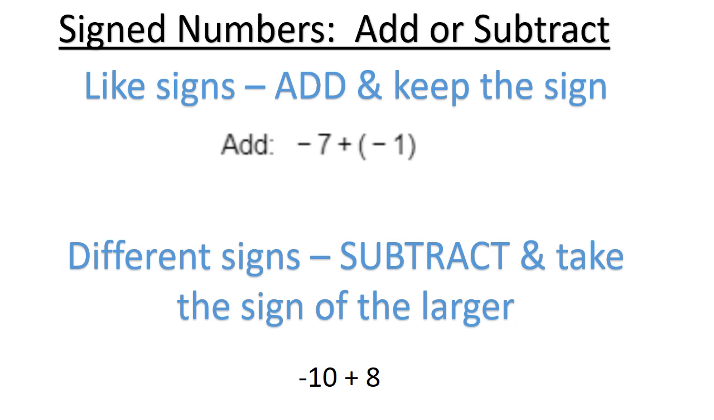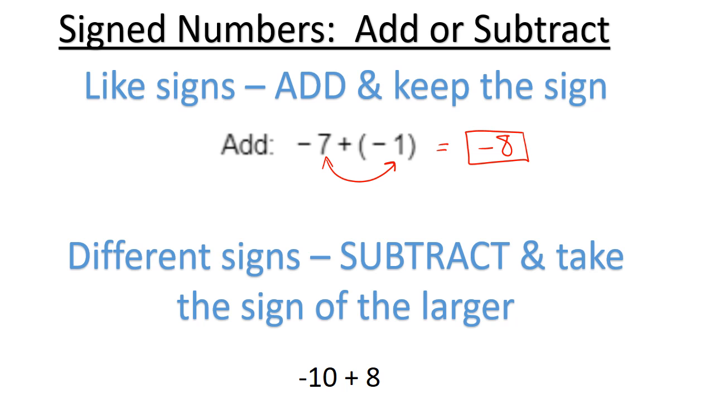First off, we want to review the rules for signed numbers. Signed numbers are also called integers. Remember, when you have like signs, you are supposed to add the absolute values of each number and keep that sign. So we would add the 7 and the 1 here to get 8, and it would be a -8 final answer. When you have different signs, you will subtract the absolute values and keep the sign of the larger.